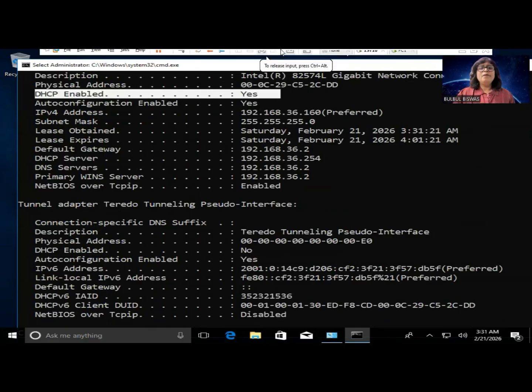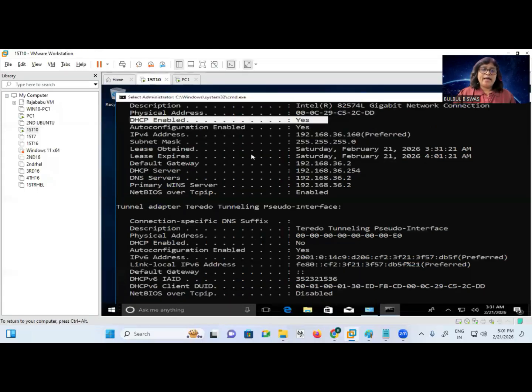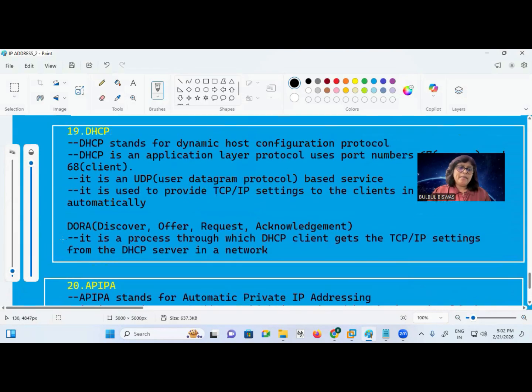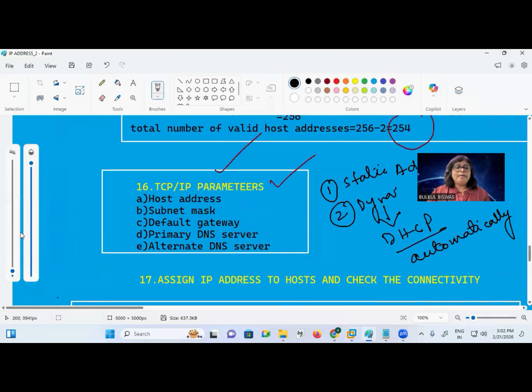Fine. So everyone, you understood how to assign the IP address to the computer, how to check the connectivity, and how to verify whether my system is getting a static IP or a dynamic IP. I think you all understood up to this. Fine. So I'm stopping here in this video. In the next video, I will complete the remaining part of the IP address. I told you in the TCP/IP properties, these are the vital things. In the next part, I will cover subnet mask, default gateway, primary DNS and alternate DNS.